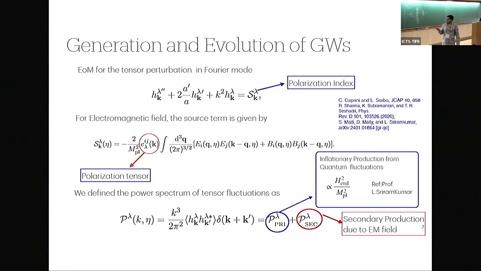Okay, so our goal is to plug this equation in here, solve this equation using the Green's function method, plug it here and calculate the tensor power spectrum. So the tensor power spectrum contains two components. One is the primary production that came from the quantum fluctuation, which is typically proportional to the energy scale square divided by MPL square, and the second one is sourced by the electromagnetic field.